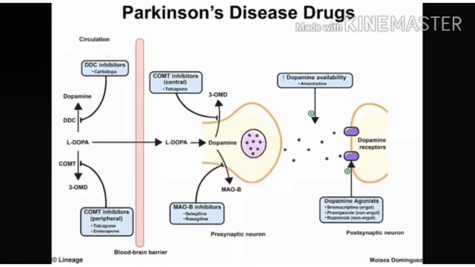Next we see the mechanism of action of anti-Parkinson drugs. Friends, we all know that dopamine does not have the ability to cross the blood-brain barrier, but levodopa has the ability to cross it. But peripherally, levodopa is metabolized to form dopamine and 3-O-methyl-dopa in the presence of the enzymes COMT and dopa decarboxylase. So we need to stop this metabolism of levodopa. For that purpose, we need a dopa decarboxylase inhibitor and a COMT inhibitor. The dopa decarboxylase inhibitors are carbidopa and benserazide, and the COMT inhibitors are tolcapone and entacapone.